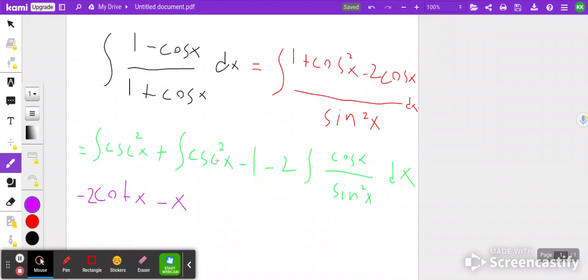This is why I turned the cotangent squared into cosecant squared minus 1. The reason was that we can't take the integral of cotangent squared x just by itself. We have to turn it into this form. It's the same with tangent squared x: if you want to take the integral, you first have to turn it into secant squared x minus 1.